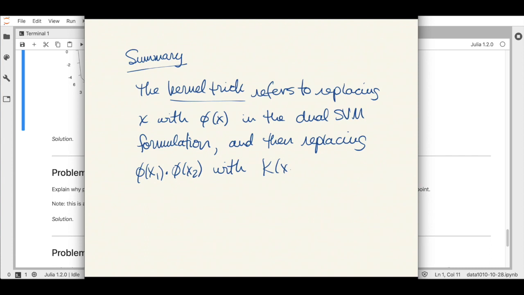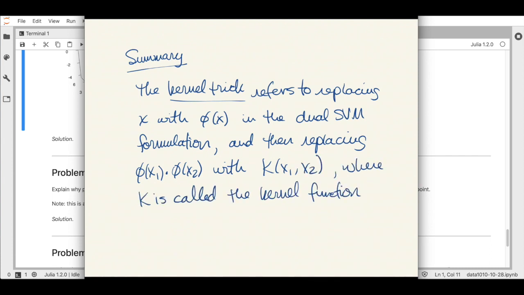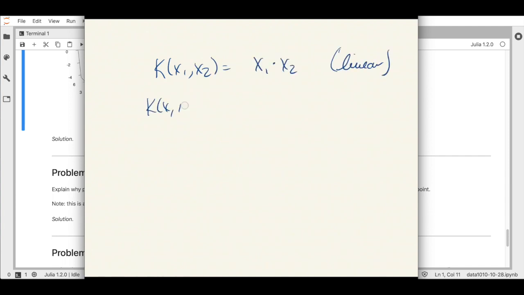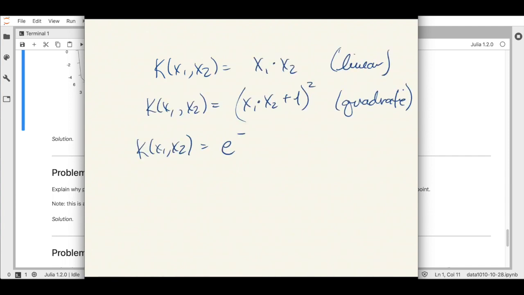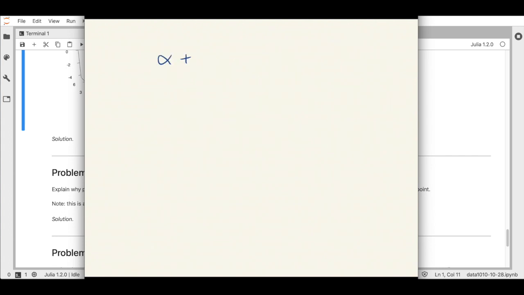So as long as we can compute dot products of images under phi of our rows, and that function is called k, then we can calculate the optimum point and make a decision boundary without ever having to think about the function phi. And that allows us to bring in our own functions k that we want to use, like a quadratic kernel or a radial basis function kernel, or even a linear kernel, which amounts to not using a transformation phi at all.